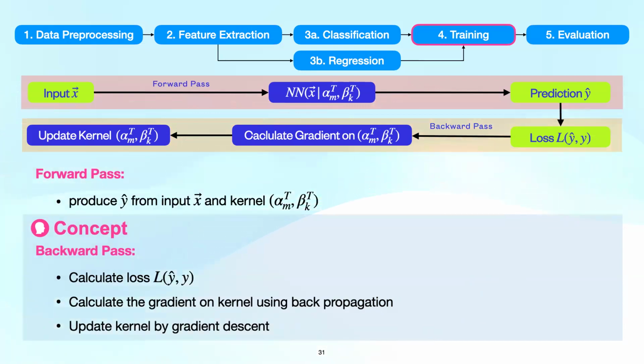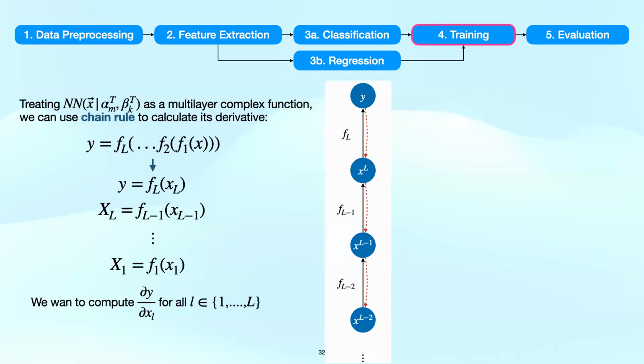So basically the forward pass is to produce y hat, my neural network prediction, from input x and the kernel parameters alpha and beta. The backward pass includes calculating the loss and calculating the gradients using what we call backpropagation, which we will talk about in the next few slides. And we update our weights or our kernel by this stochastic gradient descent algorithm.